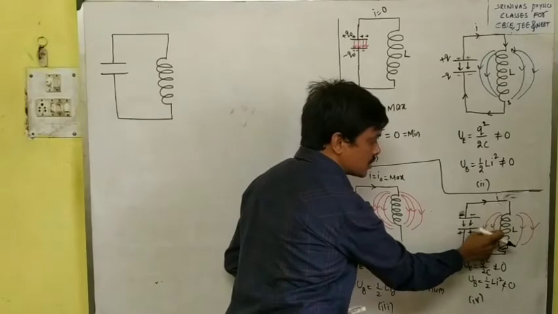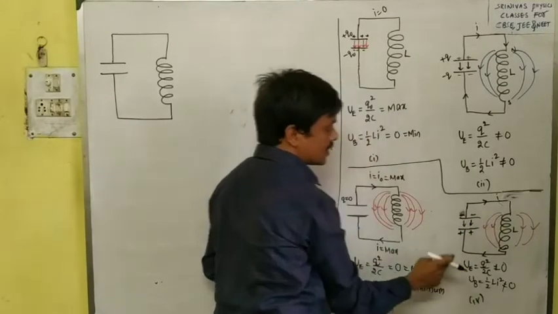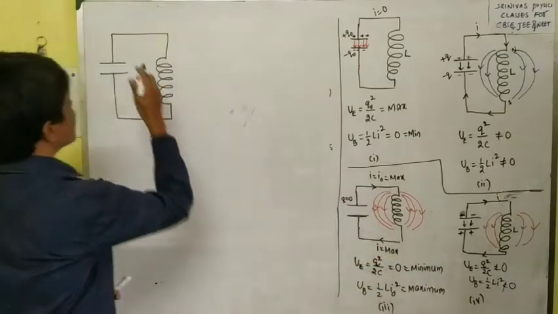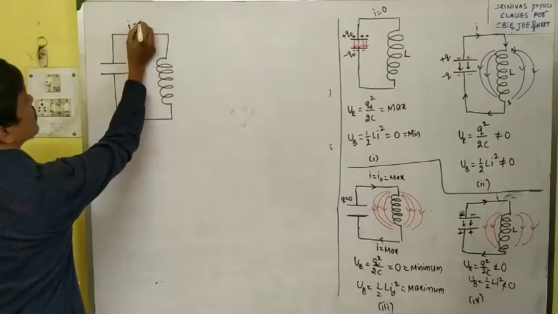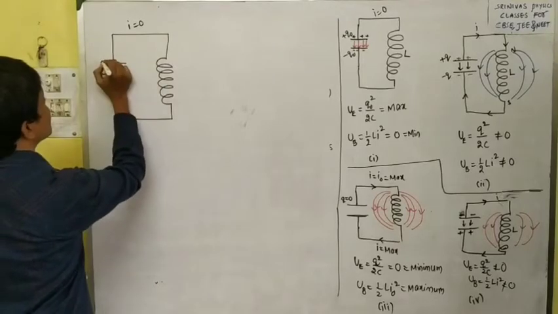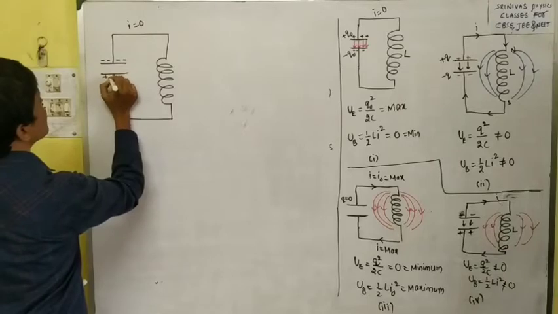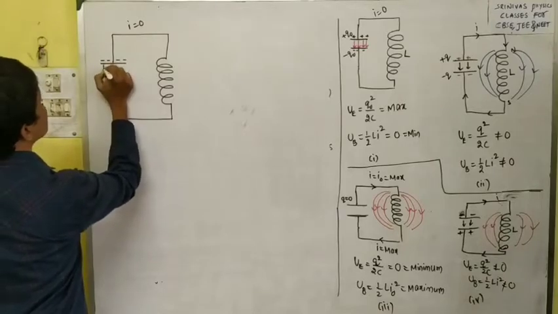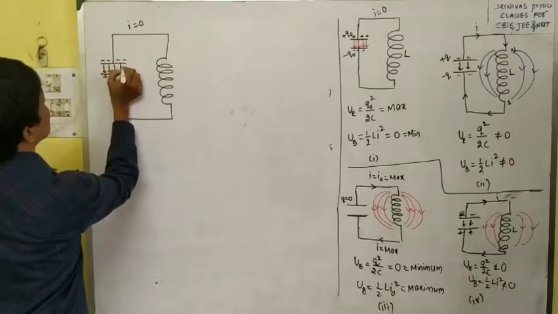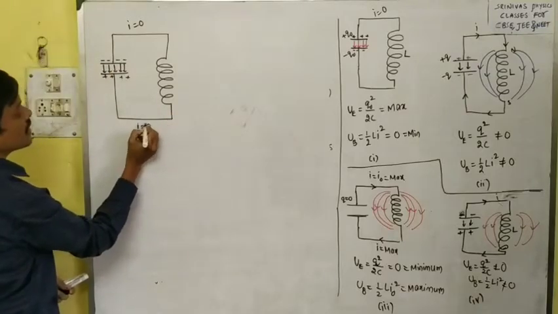Current decreasing means the energy stored in the inductor decreases, because the energy stored in the inductor depends upon the current. And next the current becomes 0 in the circuit. Then at that moment the capacitor is fully charged, but it will be oppositely charged. And in this case the current in the inductor is 0.